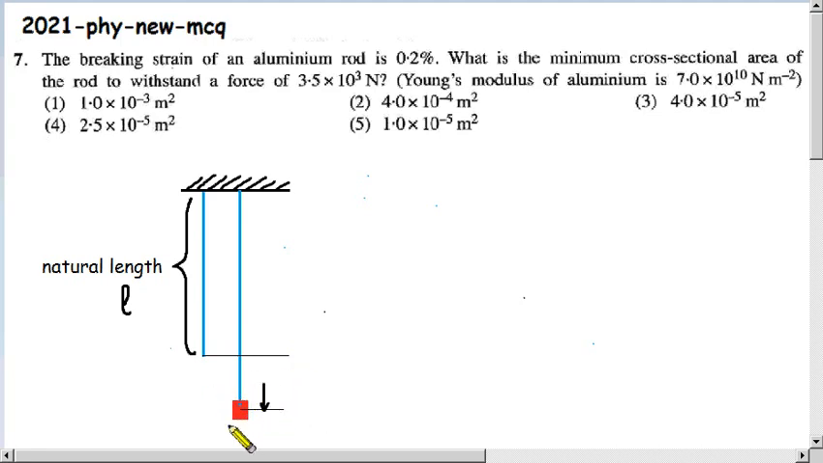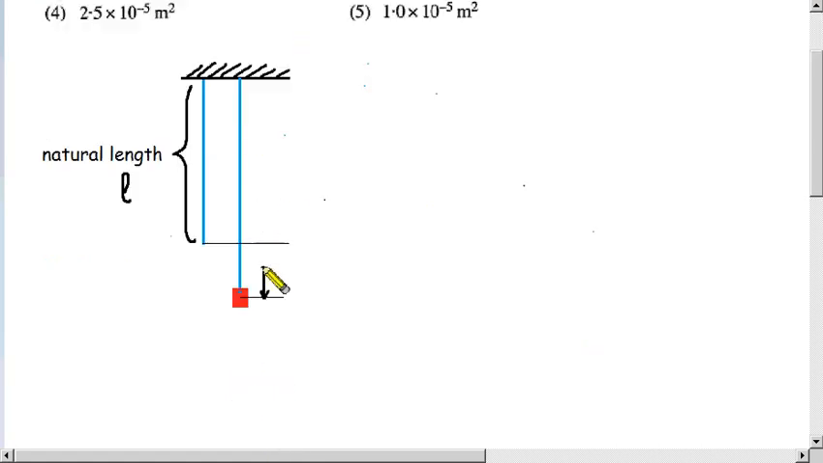So here we have a mass hanging on it, and the downward force is equal to the weight force of that mass. So we can write the force is equal to mg. So the downward force is equal to the weight force. So what happens? The wire is now stretched. There is a difference in lengths now. This length is called the extension. This extension is very small.